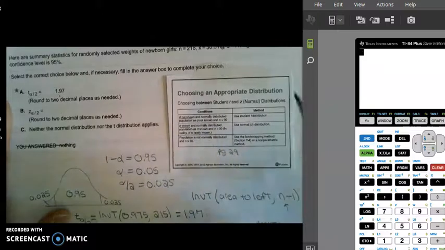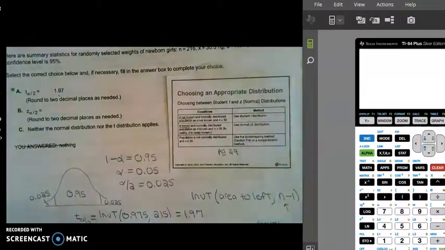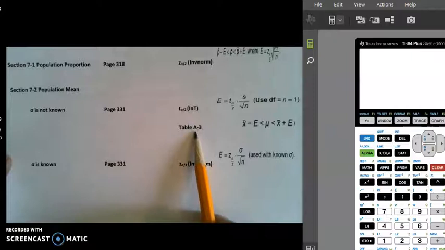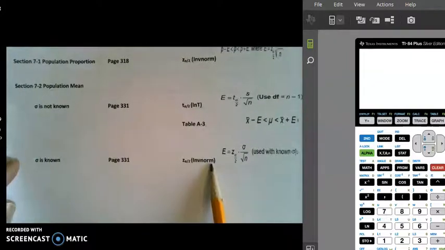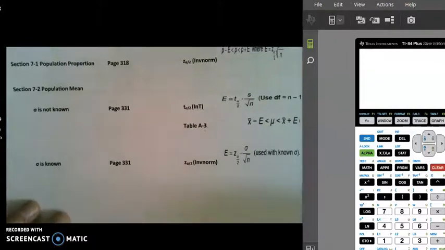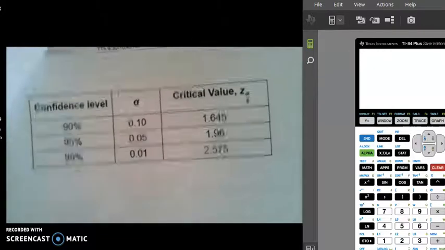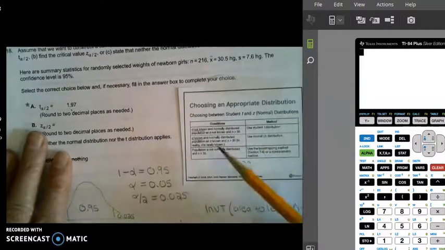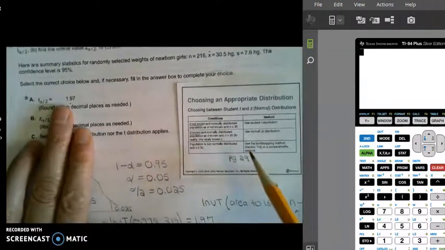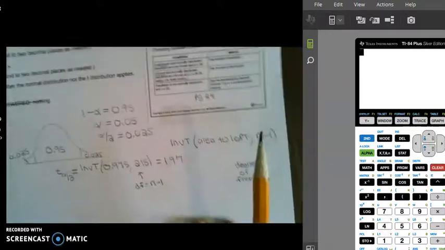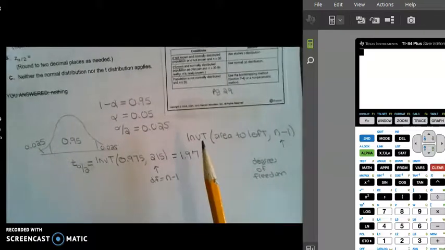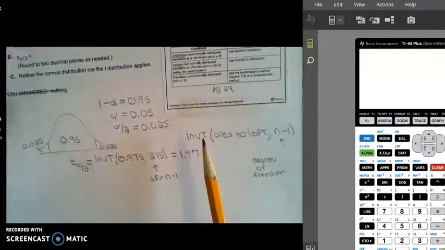For this one, if sigma is not known, you're going to use the T curve. You either use inverse T or table A3, which I'll show you today. If sigma is known, you're going to use inverse norm. And most of those, again, are on this page right here. So we're talking about this example right here. Sigma is not known, so I'm going to talk about how to get the answer. There's two ways. There's an inverse T in your calculator. Those are on the newer calculators. If you have an 83, it's probably not on there. So there's another way to do it using the table.